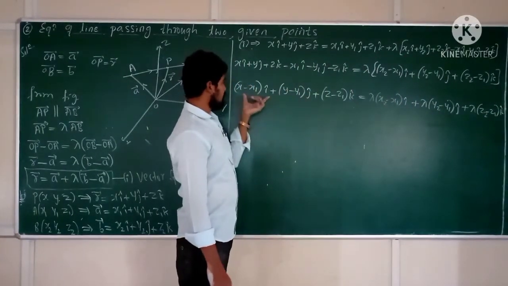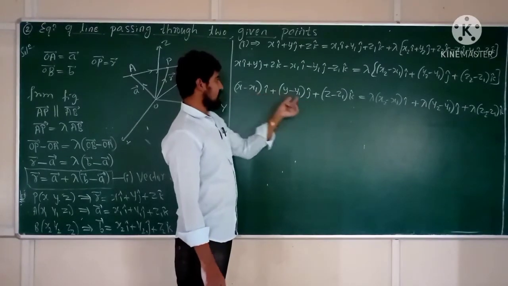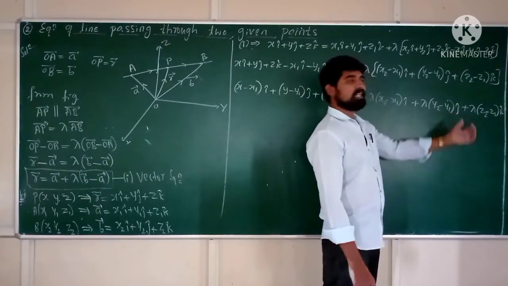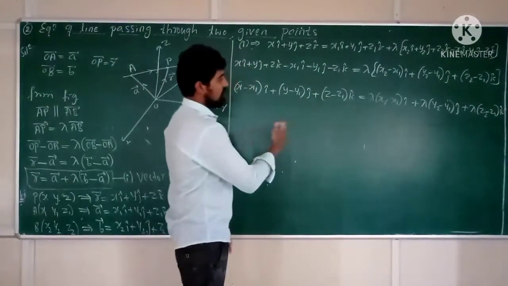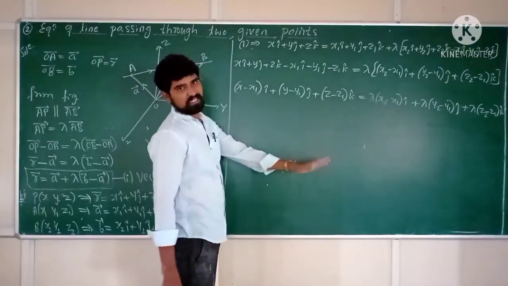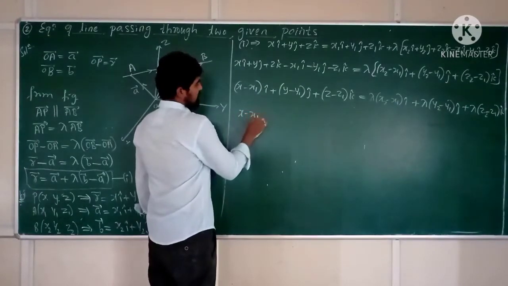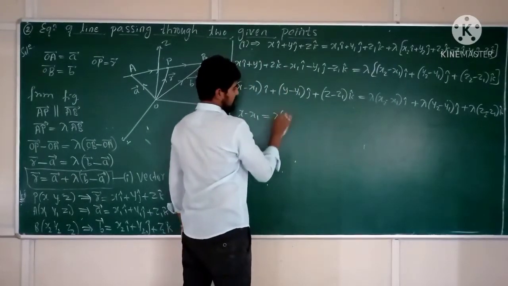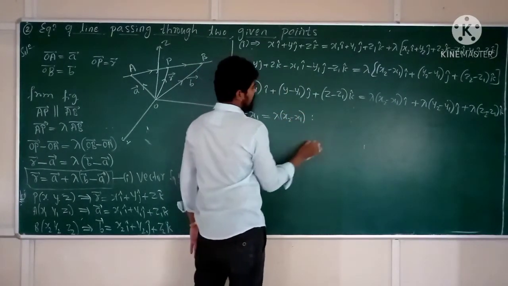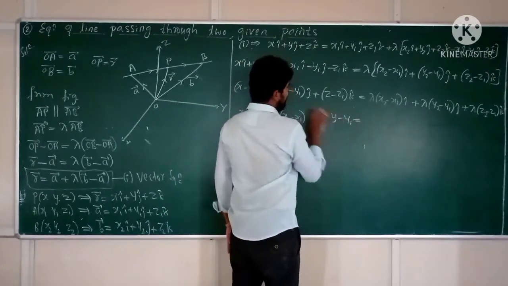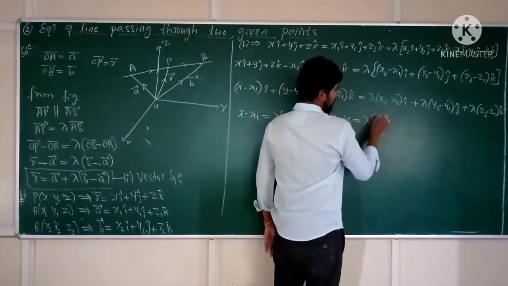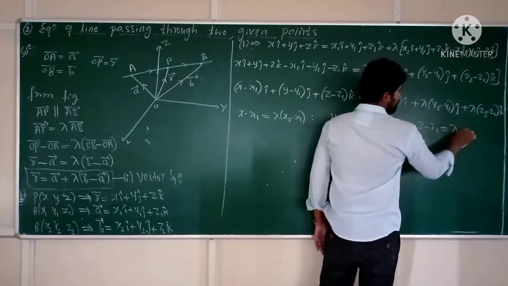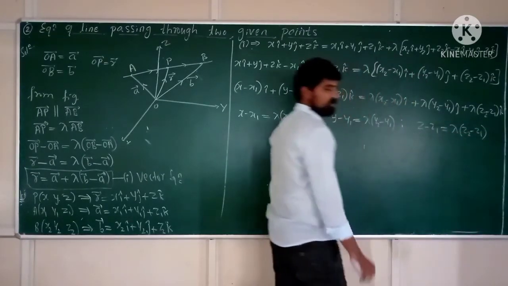So here left hand side is a vector of the form ijk and there exists a vector of the form ijk in the right hand side also. So therefore two vectors are equal if their corresponding coefficients of ijk are equal. It means x minus x1 should be equal to lambda times of x2 minus x1, and y minus y1 should be equal to lambda times of y2 minus y1, and z minus z1 should be equal to lambda times of z2 minus z1.